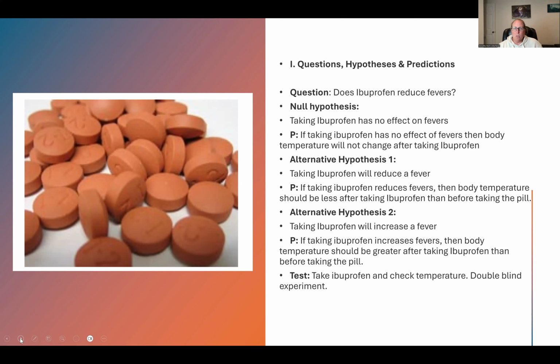And so the null hypothesis is that it doesn't affect fevers at all. So there would be no change. The first alternative hypothesis is that it will reduce the fever. So you should see the body temperature going down. And the third is that it would increase the fever. So you should see the body temperature going up. So that's what you talk about. The concept of your test is to take ibuprofen and check temperatures.